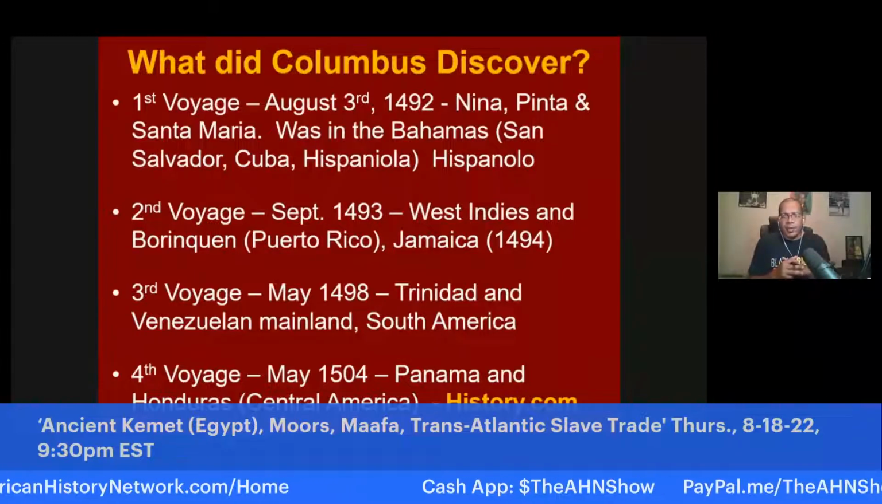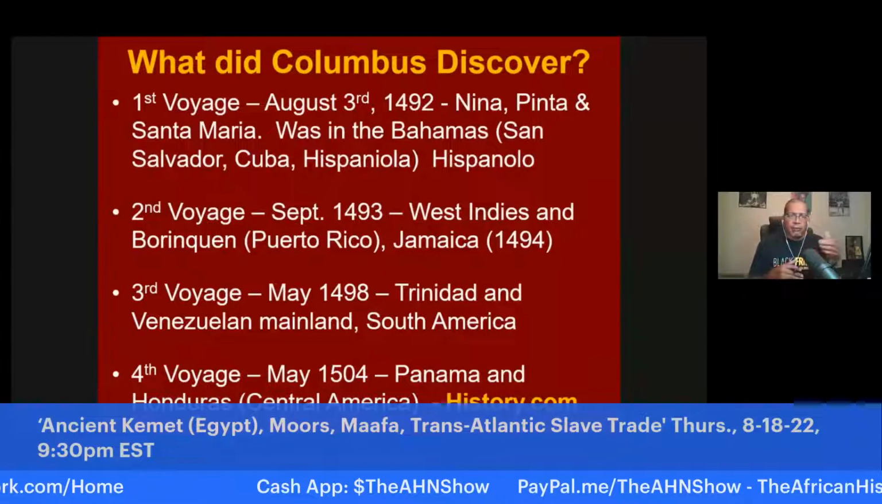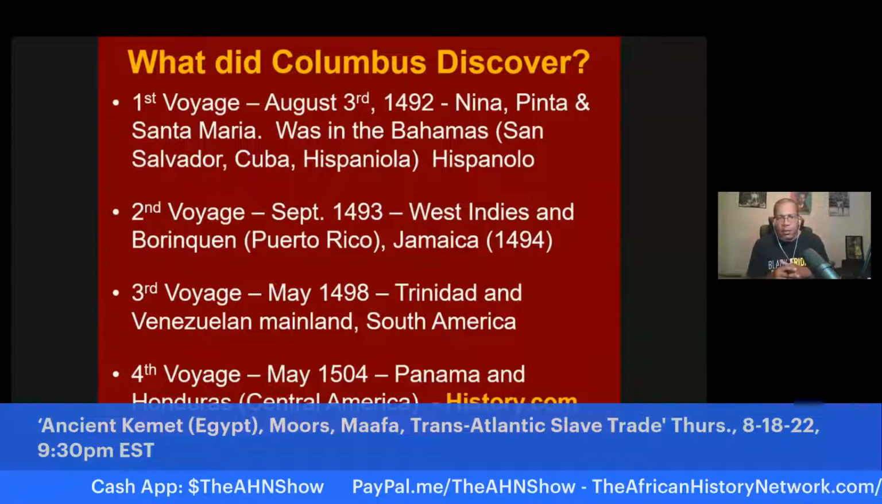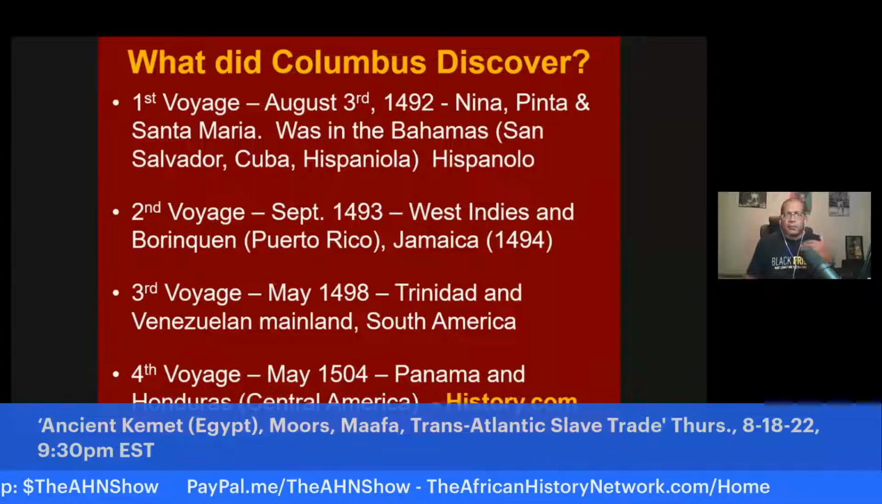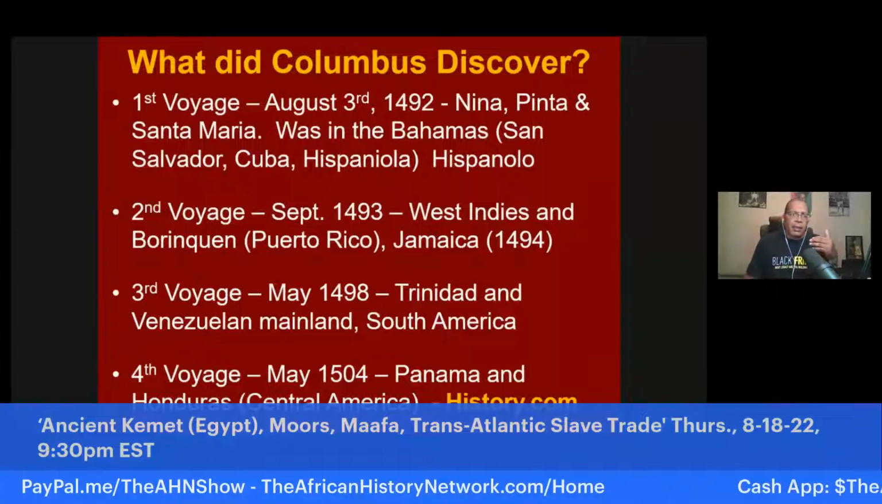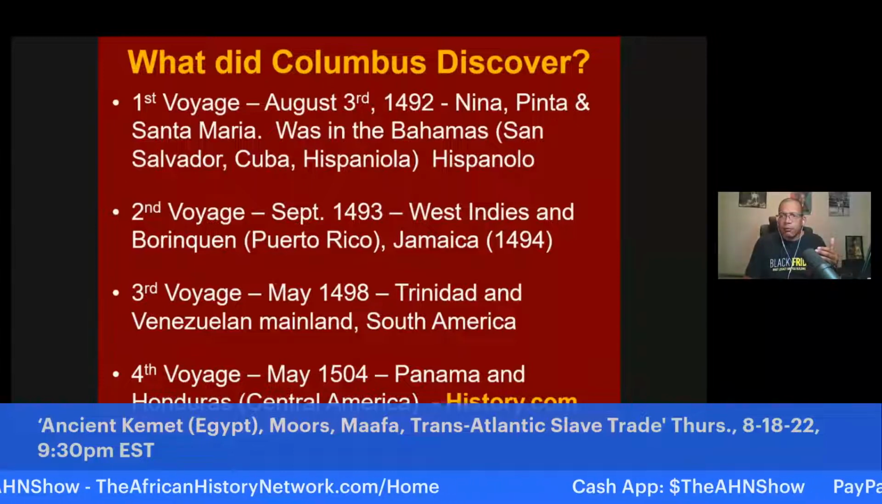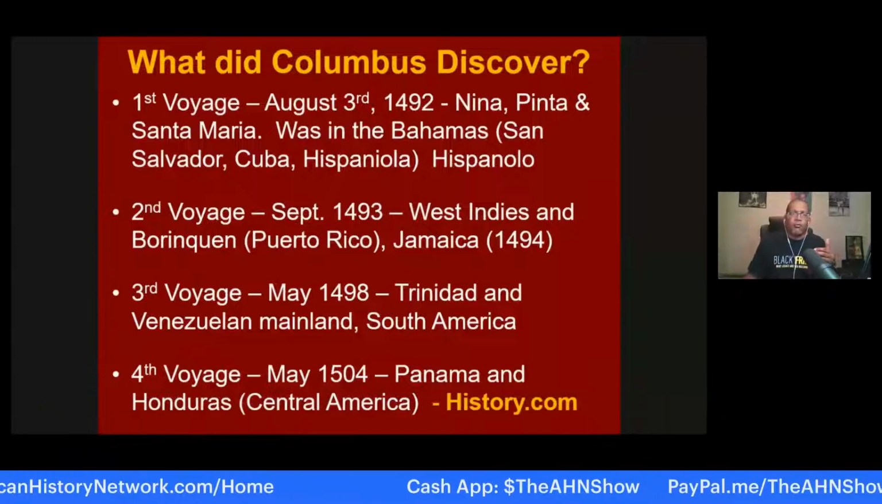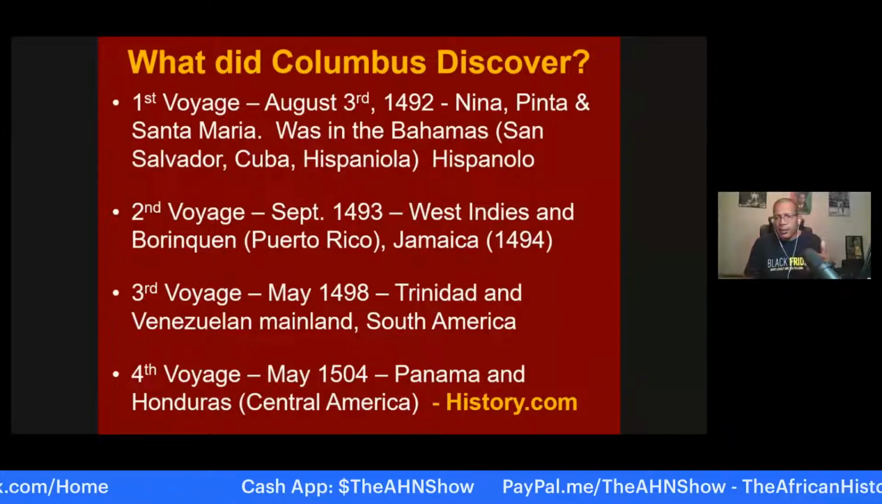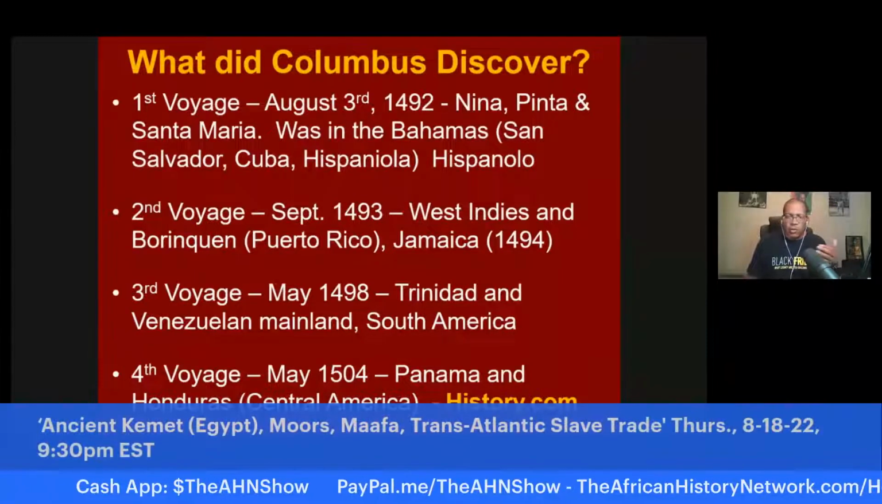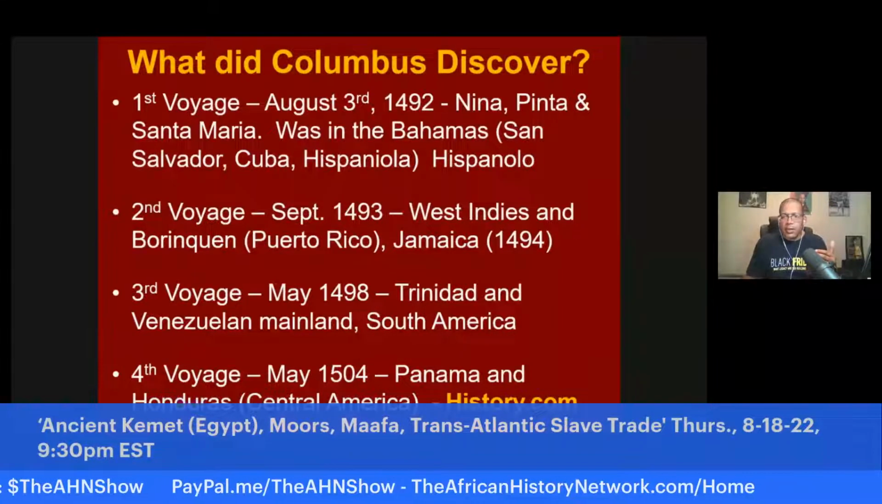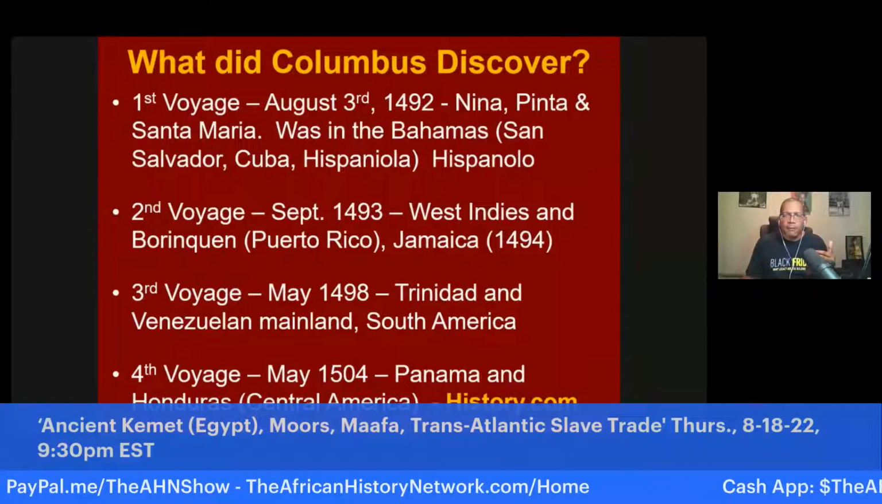Third voyage, May 1498. He goes into Trinidad and the Venezuelan mainland, South America. Fourth voyage in 1504, his fourth and last voyage, he goes into Panama and Honduras. Okay. So the closest Columbus comes to this land is Cuba, which is 90 miles away.